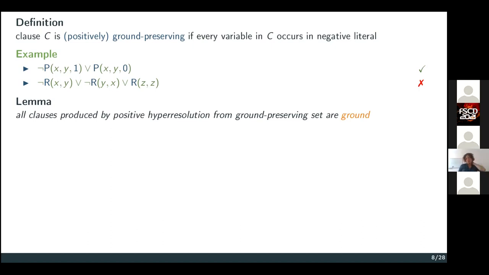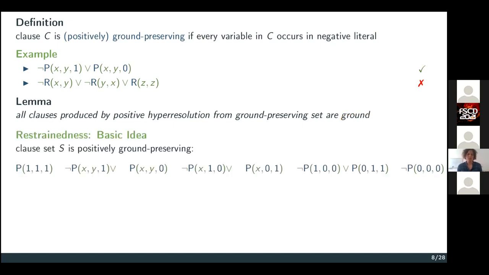Okay, it's known that hyperresolution, if run on a set of clauses that is positively ground-preserving, will only generate ground clauses. So this now already sets the stage to explain the basic idea of restraintness. So let's consider again this clause set for the binary counter example. So we had five clauses.